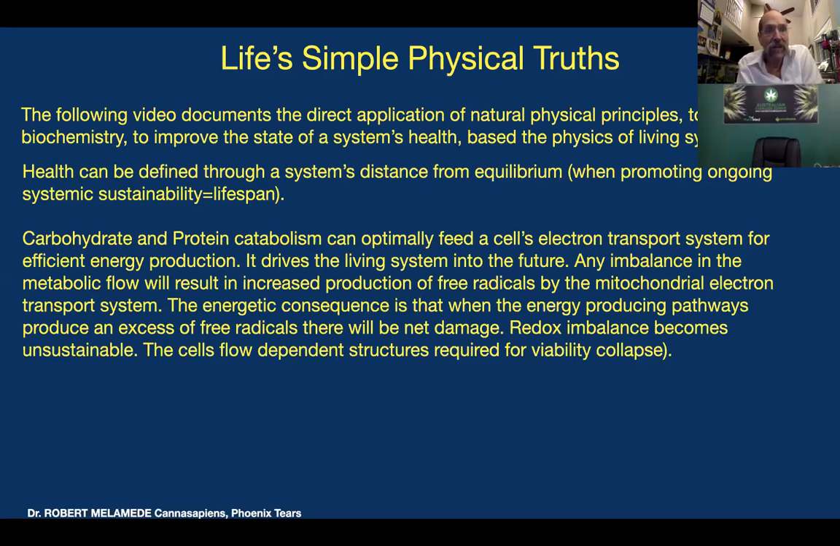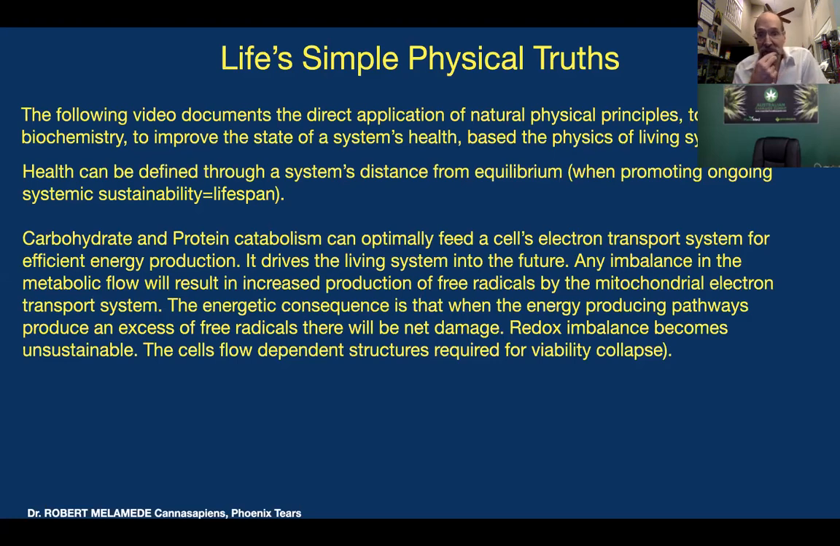Any imbalance in the metabolic flow will result in increased production of free radicals by the mitochondrial electron transport system. The energetic consequence is that the energy producing pathways produce an excess of free radicals. There will be net damage because free radicals are going to react with your protein, your DNA, your RNA, your fats. Everything can be chemically modified by these highly reactive chemical species.